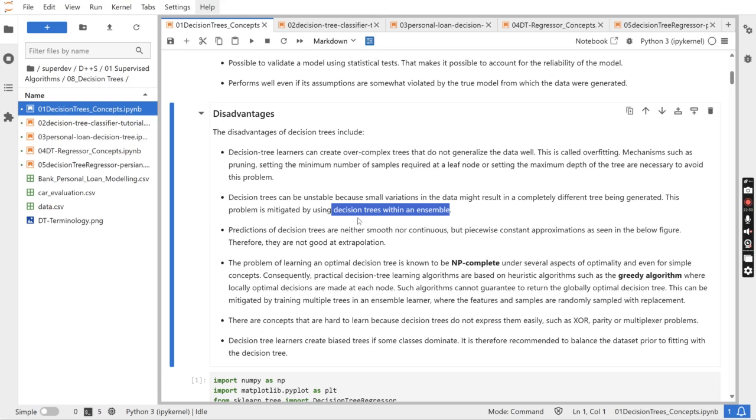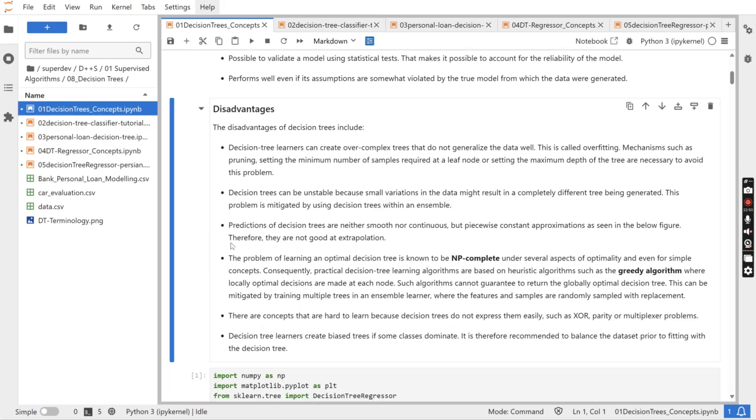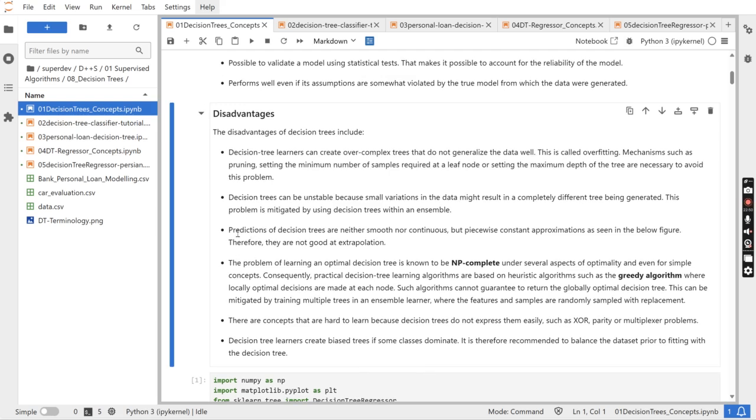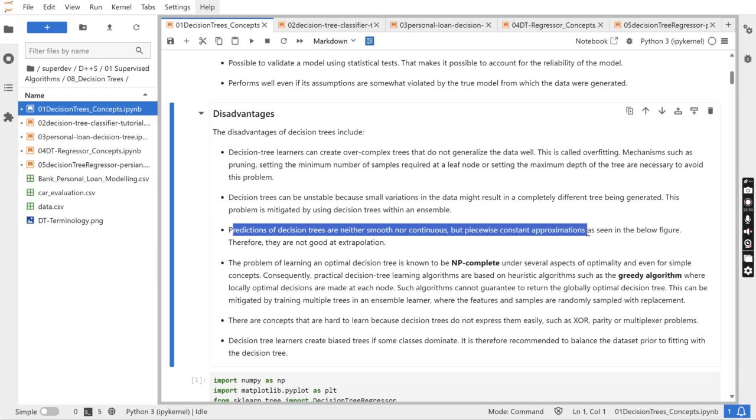How we combine them has different types of ensembling, like boosting, bagging, stacking, a lot of things. Next disadvantage: predictions of decision trees are neither smooth nor continuous. They are not in floating point values, but they are piecewise constant approximations. I will explain what this is. Piecewise constant approximations.